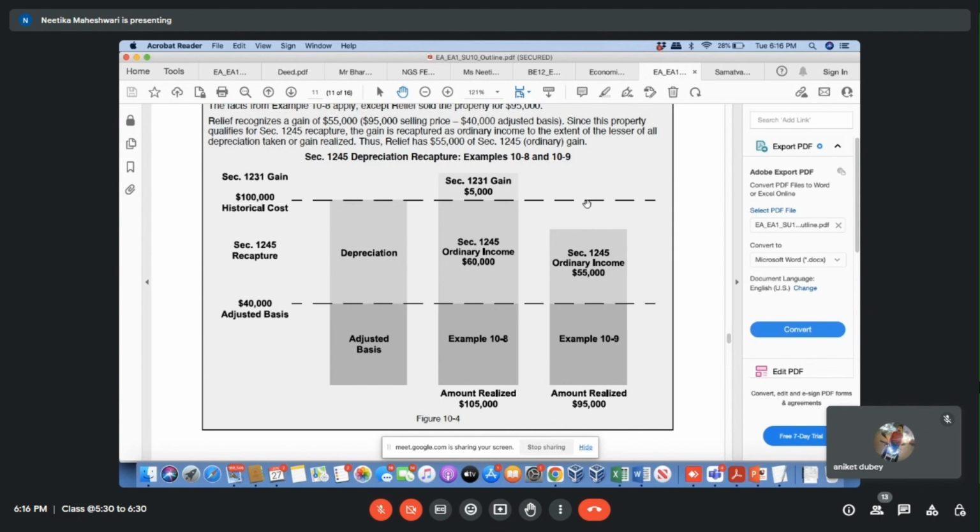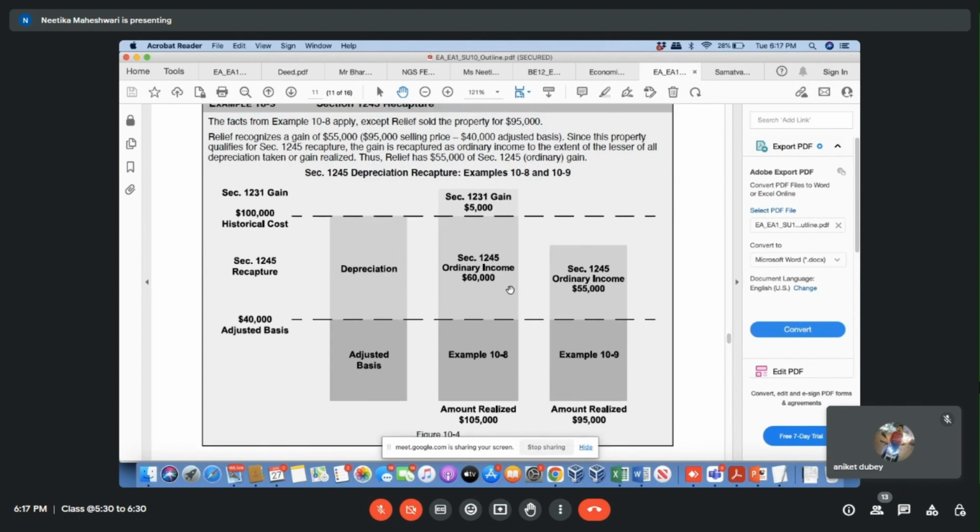If the amount passes this line, 100,000 of historical cost, then we have to see if there is a Section 1231 gain. The cost was 100,000, it got sold for 105. Here the cost is 100,000, it got sold for 95,000. There's no question of Section 1231 here.